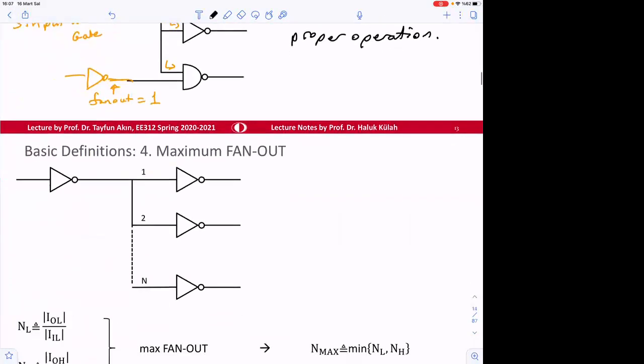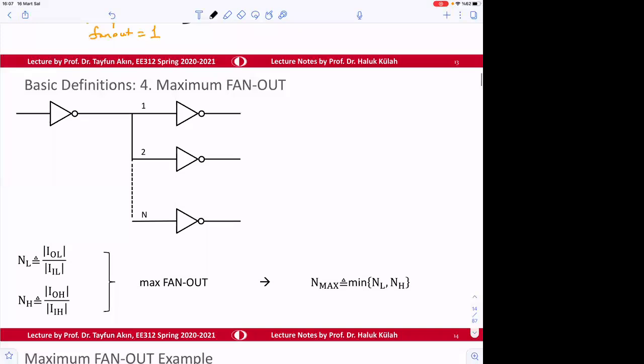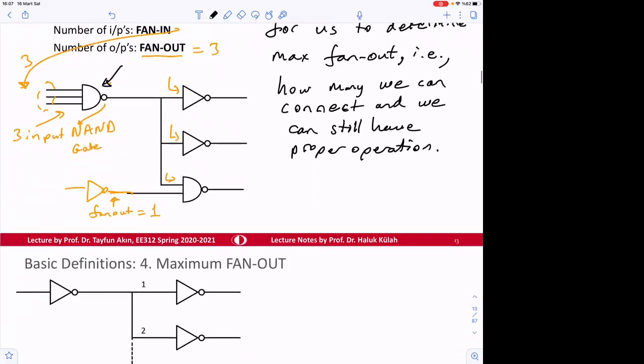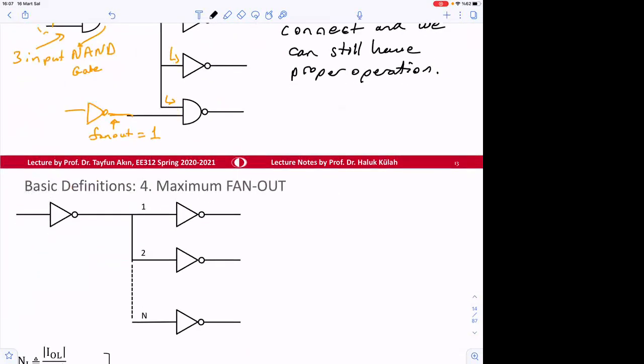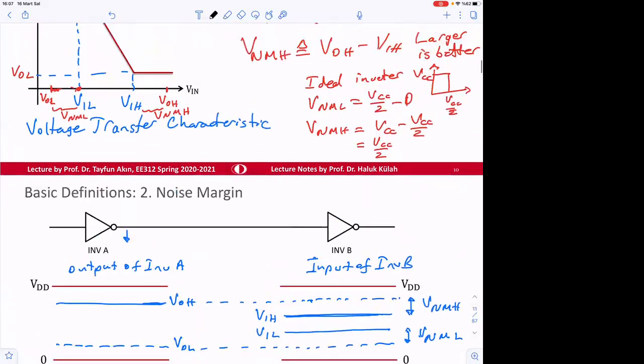Okay, so why do we have some limits? What is limiting? Why can't we connect, let's say, 100 gates at the output? Typically, when we connect a gate, like in this one, maybe I can start explaining from this one.